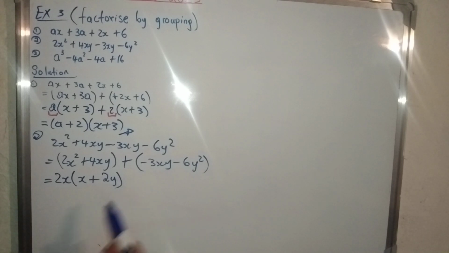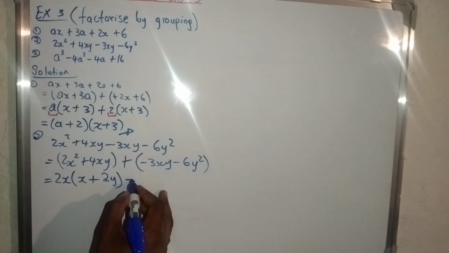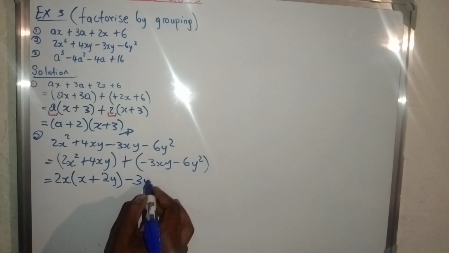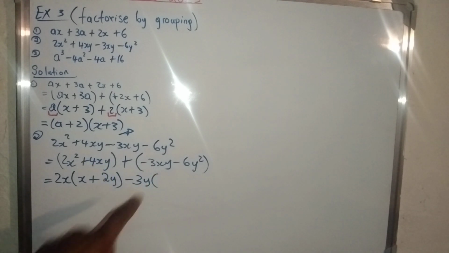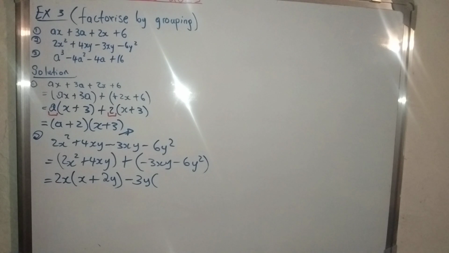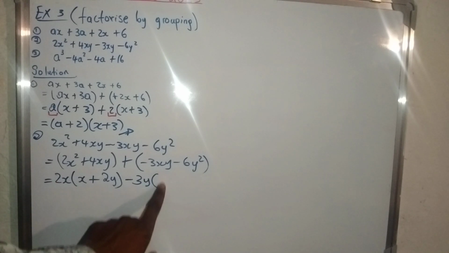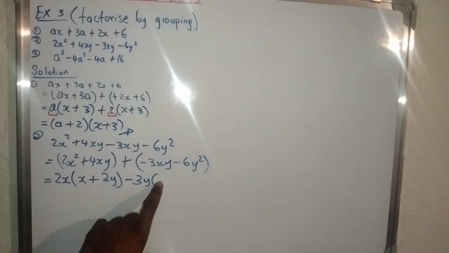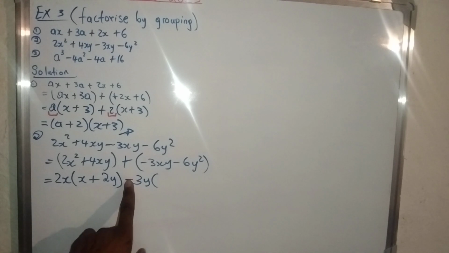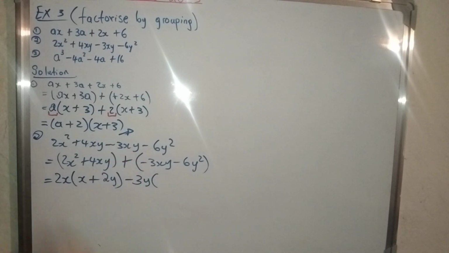Now here we're going to take out 3y, not just 3 but 3y. So we're going to take out negative 3y as a common factor. And then here inside, remember this is negative, right? So for us to get that negative here, we need to write this number over here as positive, knowing that negative times positive is going to give us negative. So here the sign must be positive.